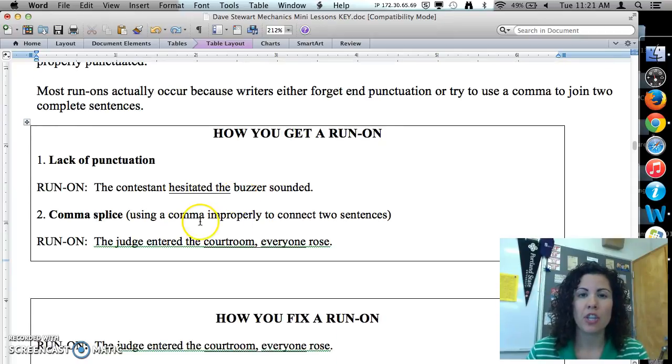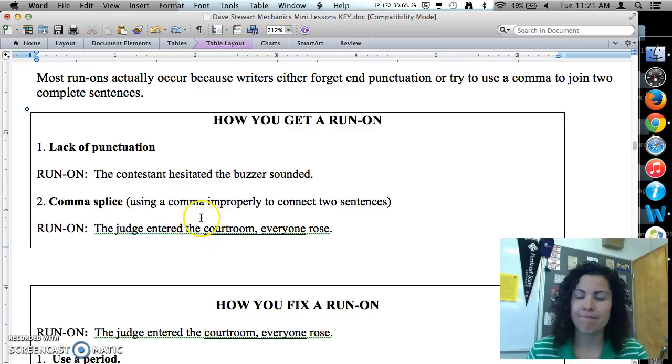The other way is by adding a comma, but just the comma by itself. A comma is not strong enough to connect two sentences. Remember from Unit 4, we have to have a comma and a coordinating conjunction. So here we have the comma splice: The judge entered the courtroom. Judge, subject; entered, verb. Everyone rose. Everyone, subject; rose, verb. Again, two separate subjects, two separate verbs. The comma is not strong enough to hold those two things together.